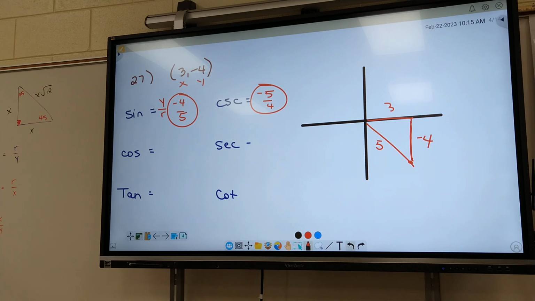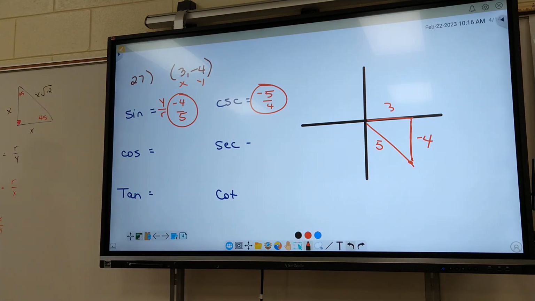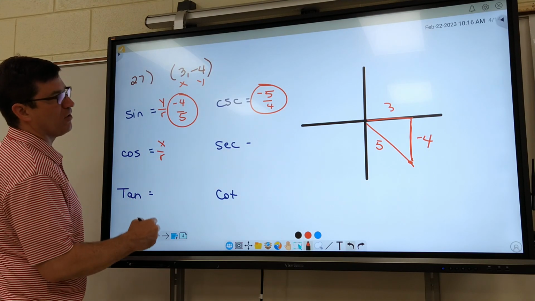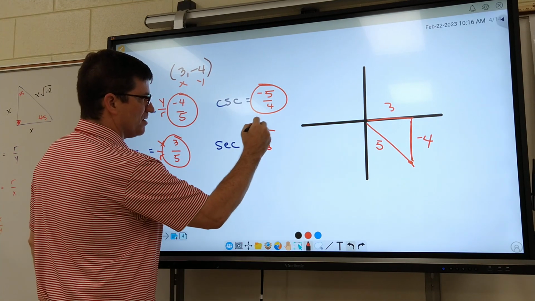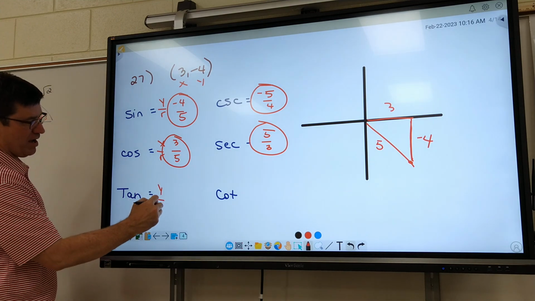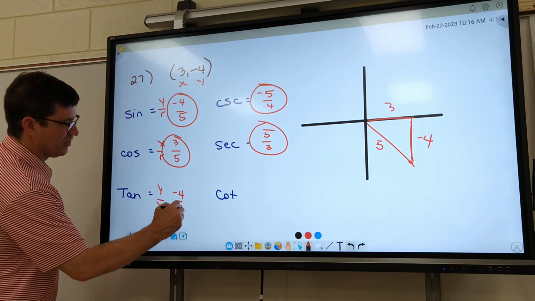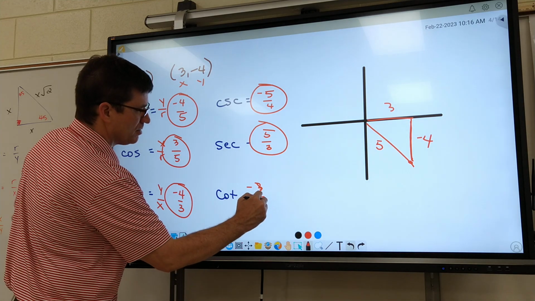You don't use these though? Say it again. You don't use these, so you make sure you use those. Yeah, and the only difference is on these, Taylor, instead of y over 1, our radius now isn't 1 anymore. It's now 5. So we changed the 1 to an r. Cosine is x over r. X-axis is 3, radius is 5. Y'all stop me if I mess up. Tangent's y over x, so I got to put y-axis on top, x-axis on the bottom. Negative 4 over 3, and then flip it, negative 3 over 4.